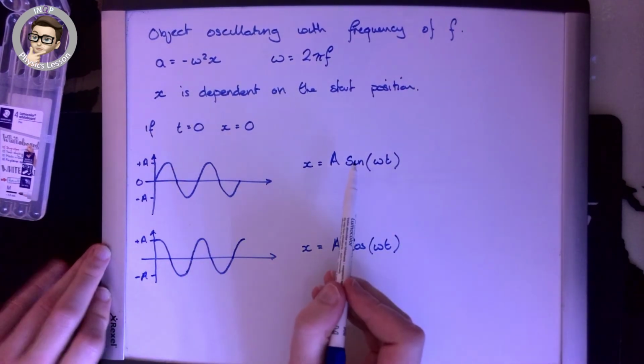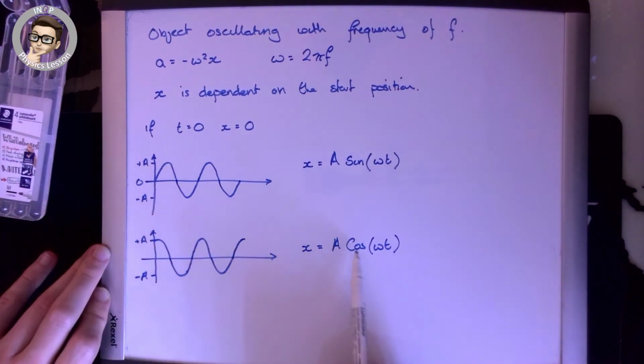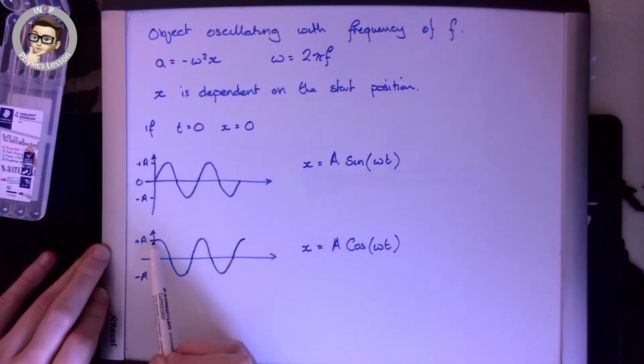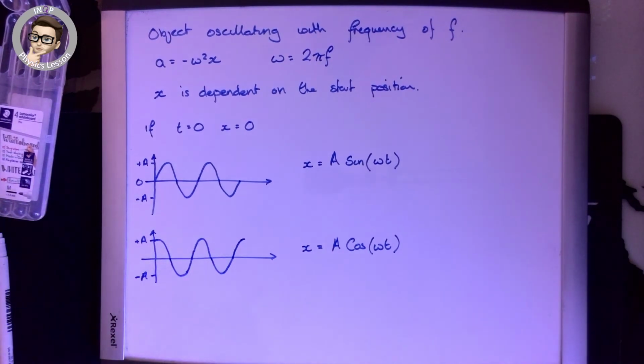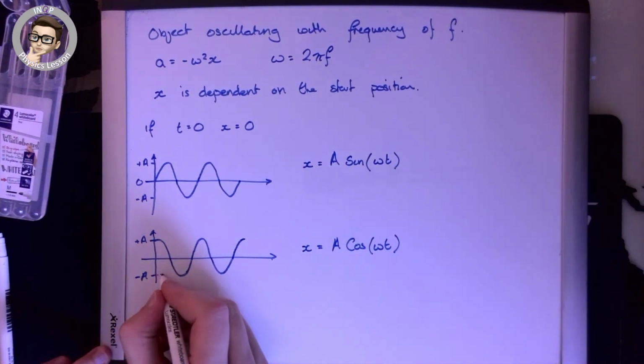So the sine comes from the fact we're starting at 0. The cosine comes from the fact we're starting at positive amplitude. Let's imagine we're starting at negative amplitude. I'll draw it on in red so we can imagine that situation.